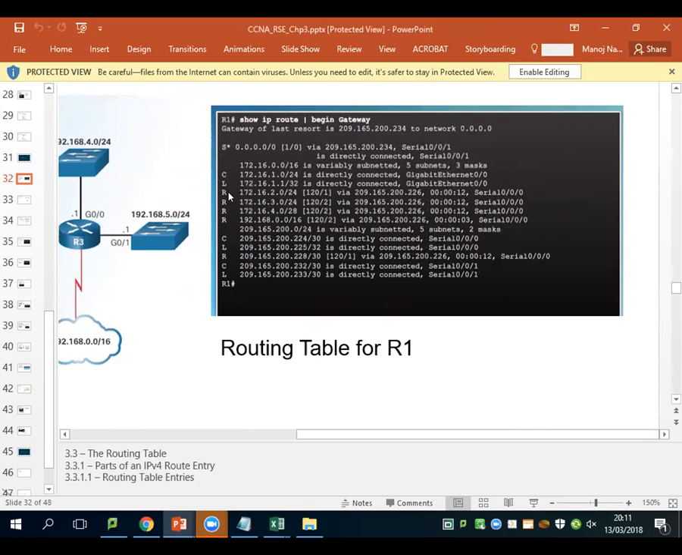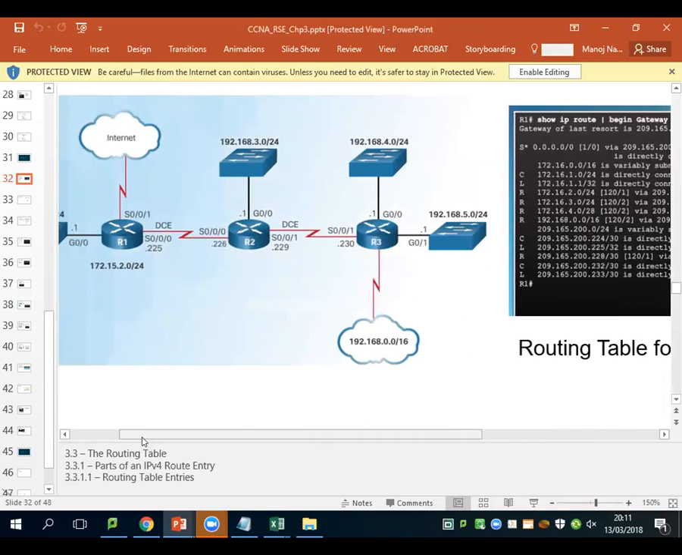S star, C, L, R. Those things have certain meanings. When you've got subnetworks, it will show you how many subnets there are and the kind of masks being used. You also see which interface is being referred to here. So it's quite useful information. And over time, this routing table gets really big. So that's a scenario there.